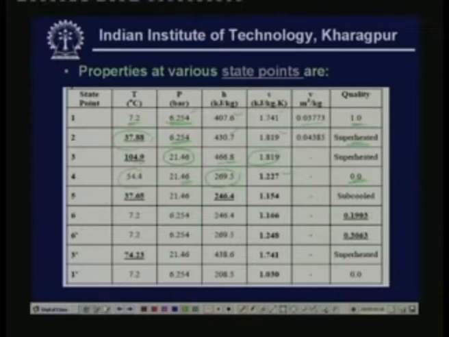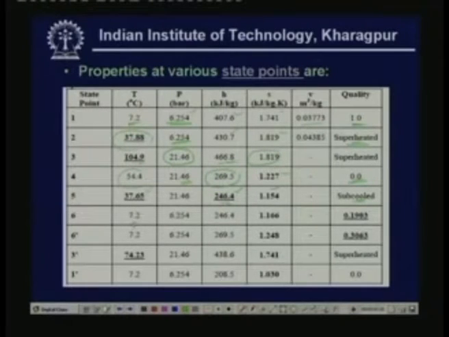Then point 5 is nothing but the exit of the liquid suction heat exchanger on the liquid side. We obtain this using the energy balance, as I have already explained, across the liquid suction heat exchanger. So, we find this enthalpy from the enthalpies H4, H1 and H2, because the enthalpy differences for the hot and cold streams are the same. This works out to be 246.4 kilojoule per kg, and from the pressure and enthalpy values we can find the temperature and entropy, and this is in the subcooled region.